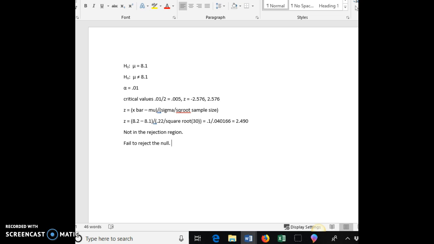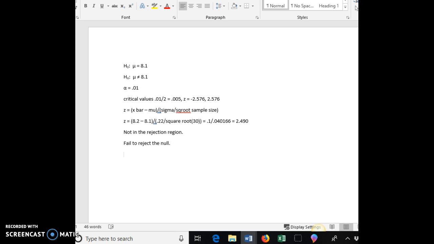And as I said before, we never say that we accept the null. We always say that we fail to reject the null. The researcher does not want to accept the null. They always want to kind of reject and get rid of the null and prove whatever their alternate hypothesis is. So we say fail to reject the null. Now, in this particular case, it's a good thing because it means that machine is not underfilling or overfilling. Most of the time, it's not a good thing when you fail to reject the null.